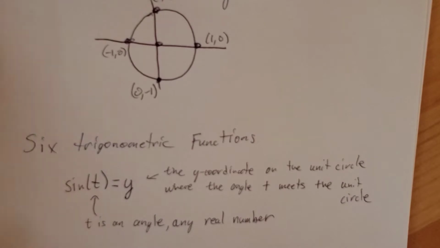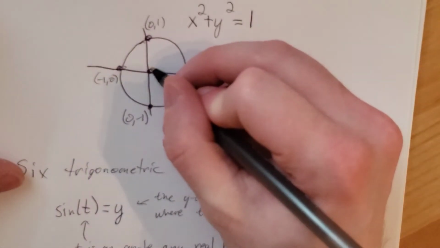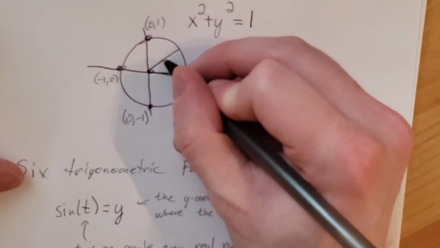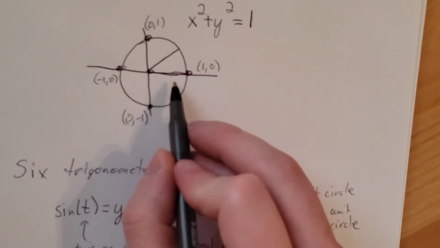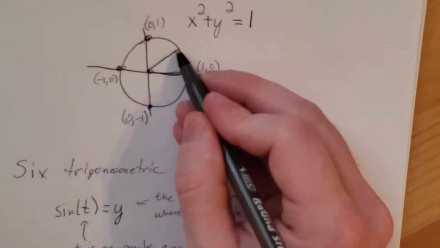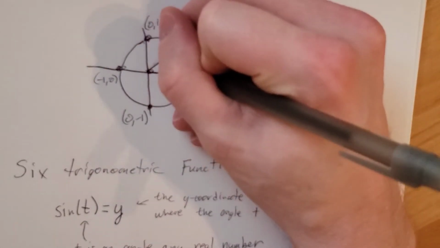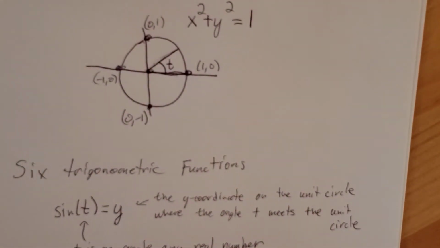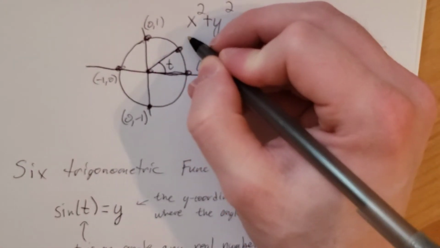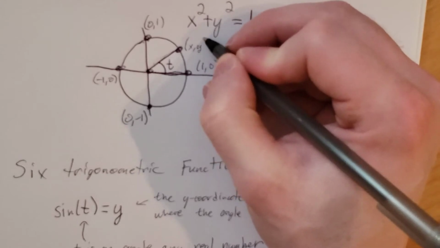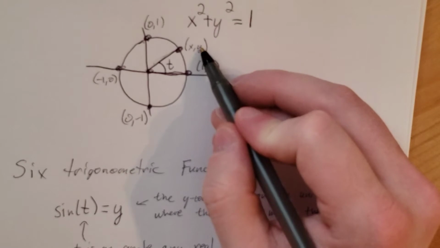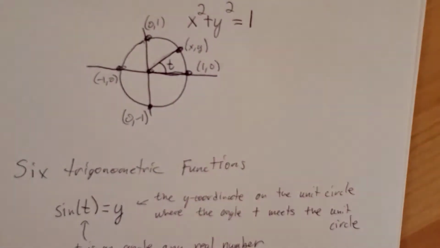What do I mean by that? Well, let's suppose that we have some angle t here, and recall that when we draw this, we place this in standard position, which means that our initial side is along the positive x-axis, and we have some terminal side. So t is the angle between those, and sine of t is the y value here. So there is some x, y that our angle intersects the circle at, and sine of t we define to be the y value here.